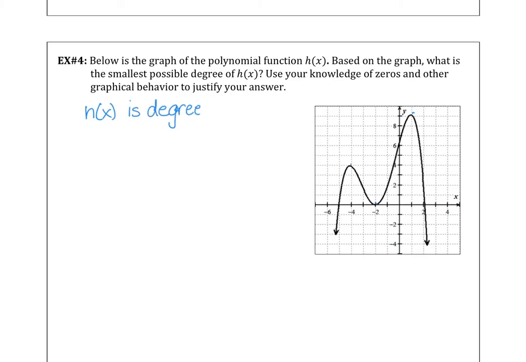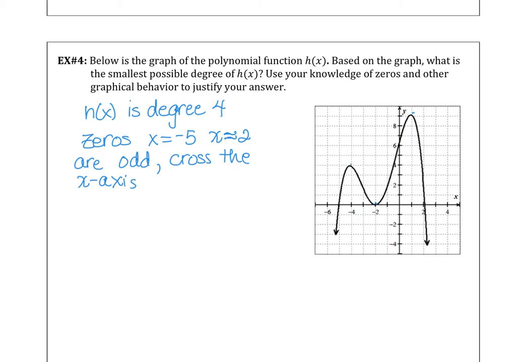And then what else do we need to do? We want to use the knowledge that we have about zeros and other graphical behavior to talk about what we know. Well, we got zeros at negative 5, we've got a zero at negative 2, and we've got a zero at positive 2. Putting all of that together, the zeros at negative 5 and not exactly 2, but close to being 2, are odd because they cross the x-axis.